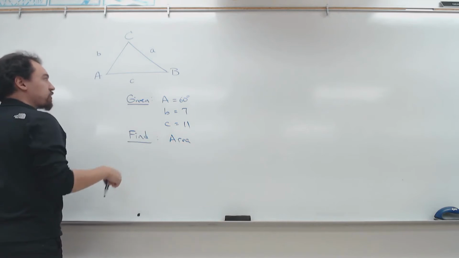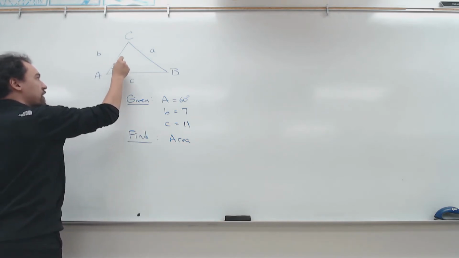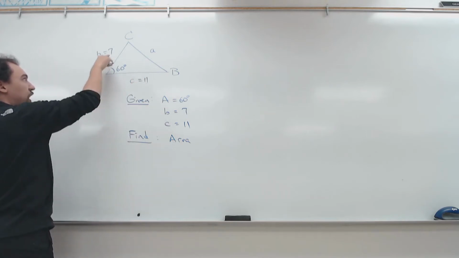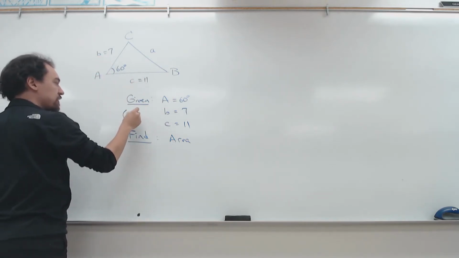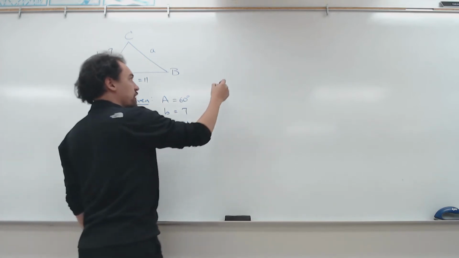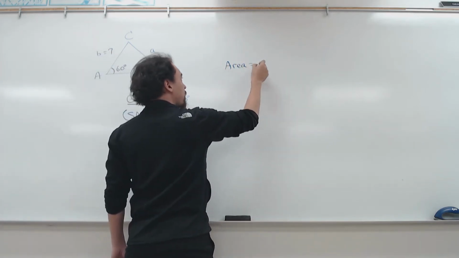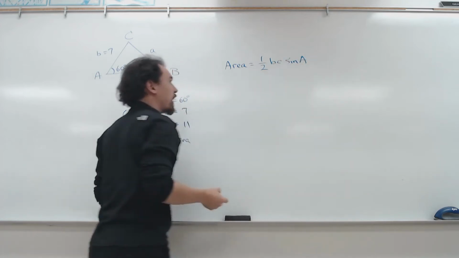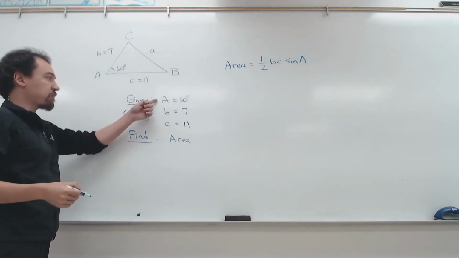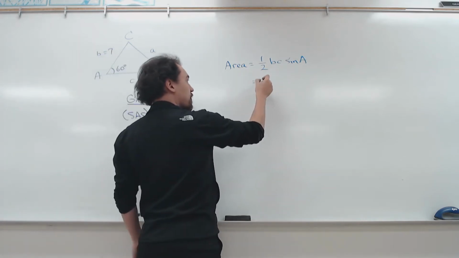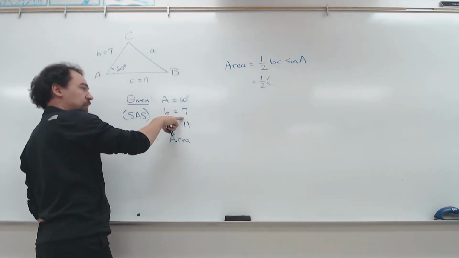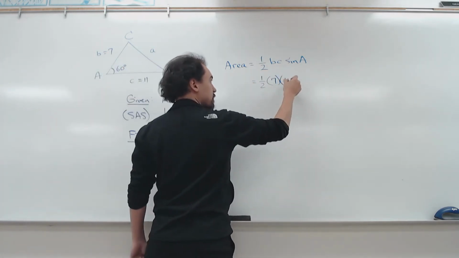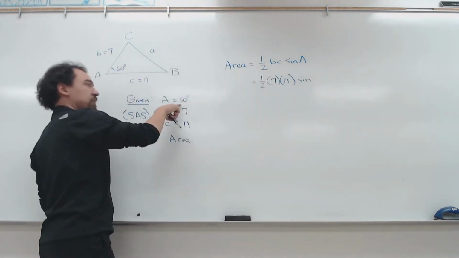So first, let's label the triangle and see what we have. We've got angle A is 60 degrees, side length b is 7, and side length c is 11. And we realize that we have side-angle-side. What we want to do is find the area by the relationship we were just able to find: 1/2 bc times sine of angle A. In this case we have all the necessary information, we just have to put the numbers in there. So this is 1/2 multiplied by side length b, which is 7, side length c, which is 11, and sine of the angle A, which is 60 degrees.